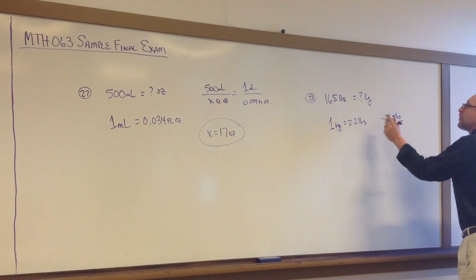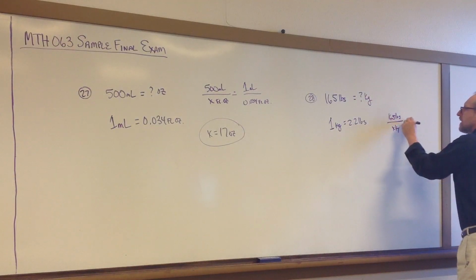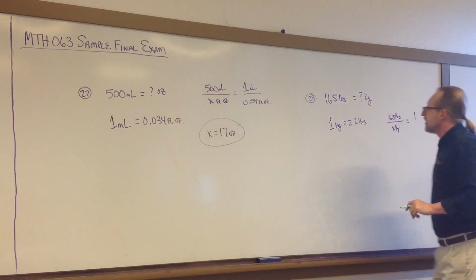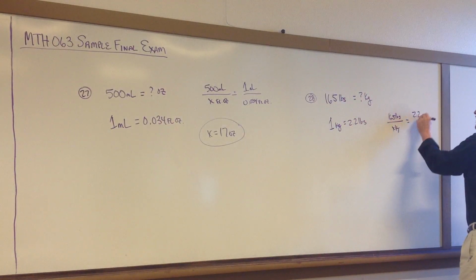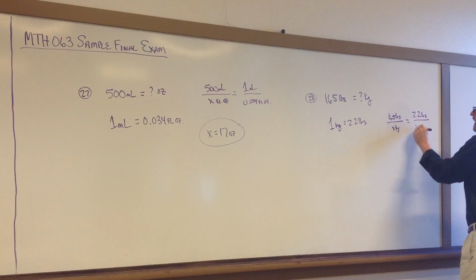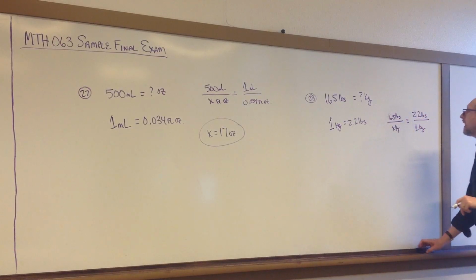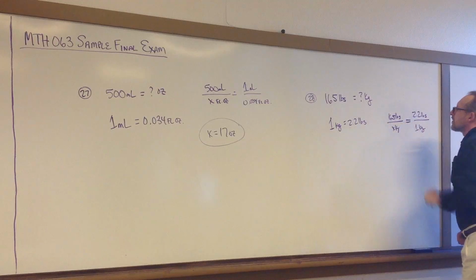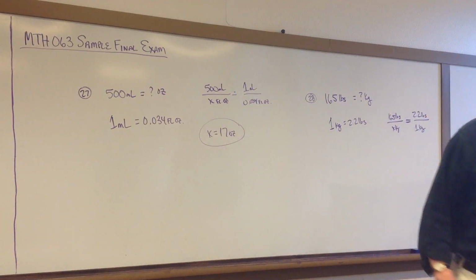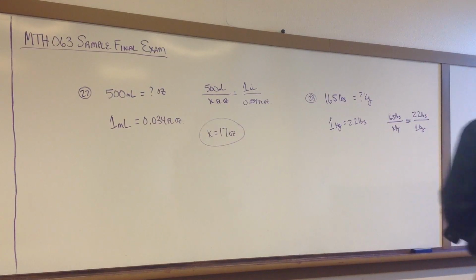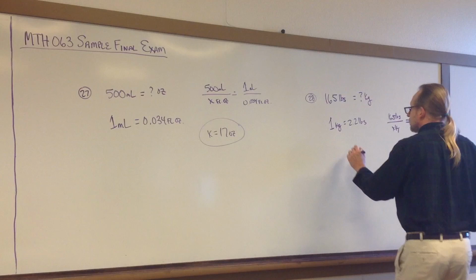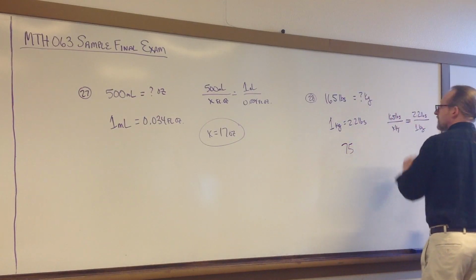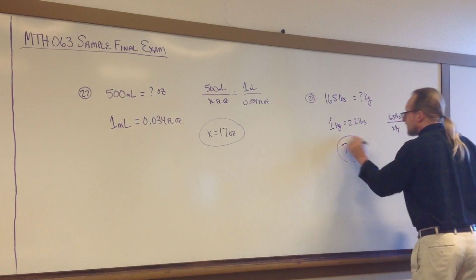Let's see, I'm going to set up a proportion here, x kilograms, and then over here, oops, we want the pounds on the top. 2.2 pounds, and then 1 kilogram on the bottom. Okay, so 165 times 1, and then divided by 2.2, 75 pounds. Or is that kilograms? Sorry, 75 kilograms.